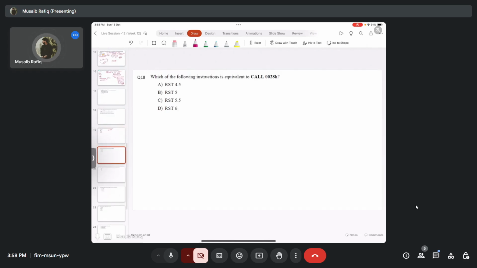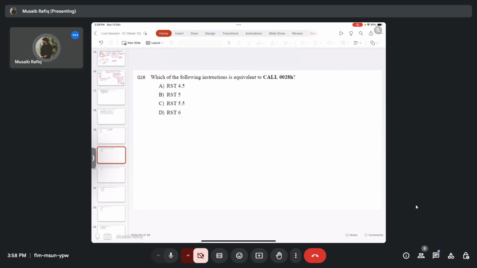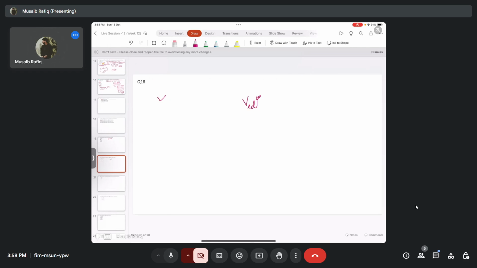Then I have question number 18. Which of the following instructions is equivalent to call 0028 hex? So the instruction that is equivalent to call 0028 hex is RST5. When the RST5 instruction is executed, it transfers the program execution to the appropriate entry in the interrupt vector table. The vector address will be... just give me a second.